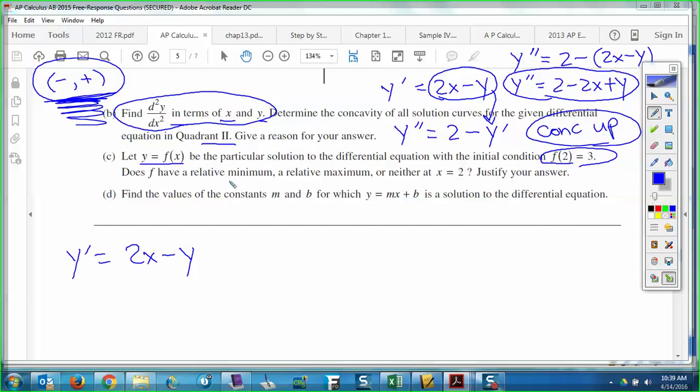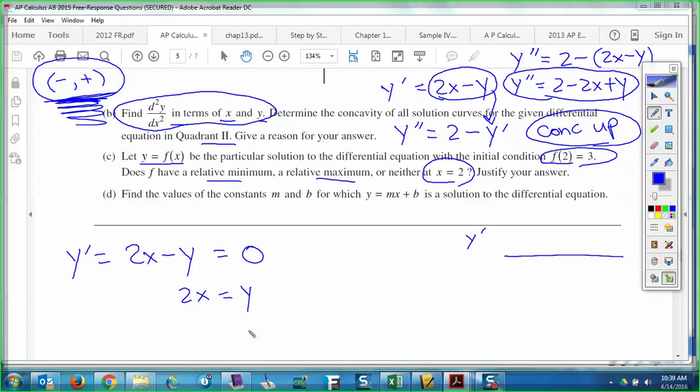Does f have a relative, that means local min or local max? Well, all we need there is a number line, right? We just need a y prime number line. So we need to know where y prime is 0. So where is this 0? Well, add a y over to the other side, when y is equal to 2x, right? Now notice they said at x equals 2, right? At x equals 2.